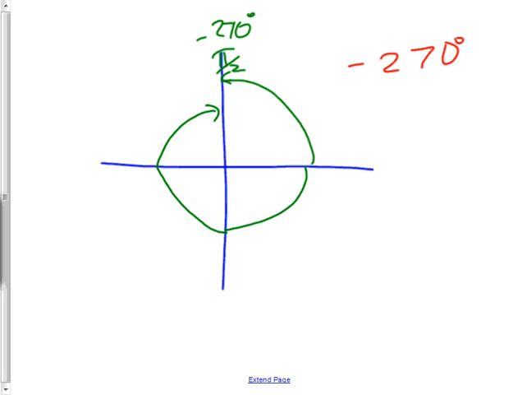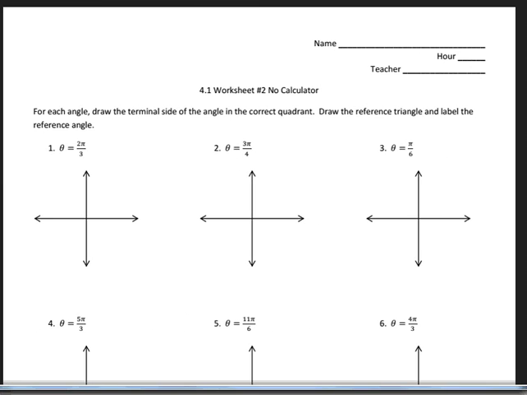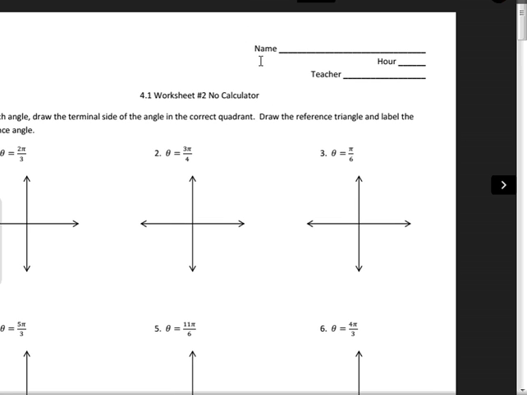So the worksheet is 4.1.2, and I'll put one up on the screen here. Hopefully you can find it on your iPad. 4.1, number 2. For each angle, draw the terminal side in the correct quadrant, draw the reference triangle, and label the reference angle. That's the only part I haven't told you yet, and I'm going to show you that right now. The reference angle stuff.